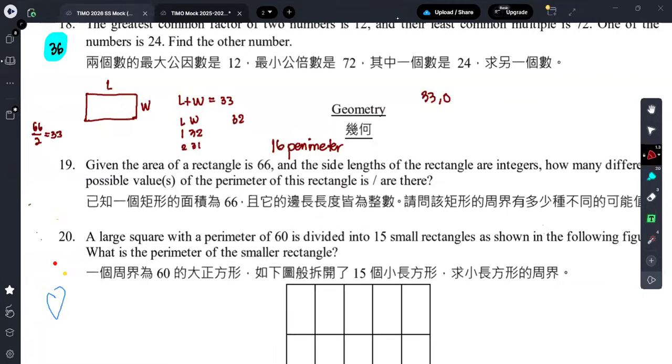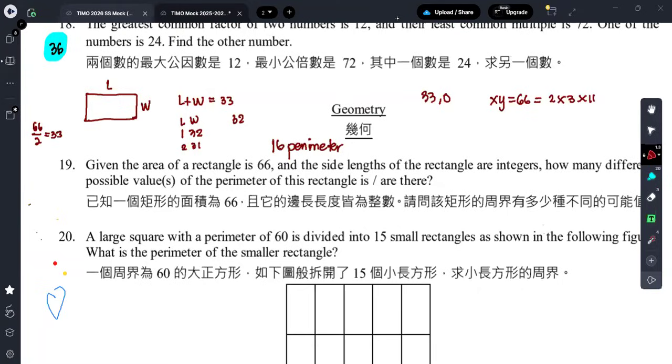Yes, 4 too. Given the rectangle, the area is 66. 66, that is 6 times 11. Area is 66, so xy is equal to 66. Given the area, the side lengths are integers. So 66 is equal to 2 times 3 times 11.